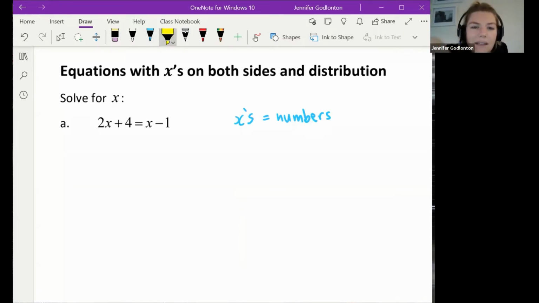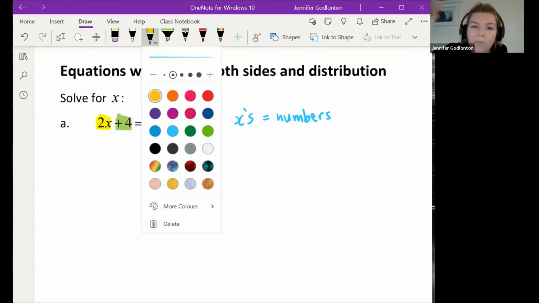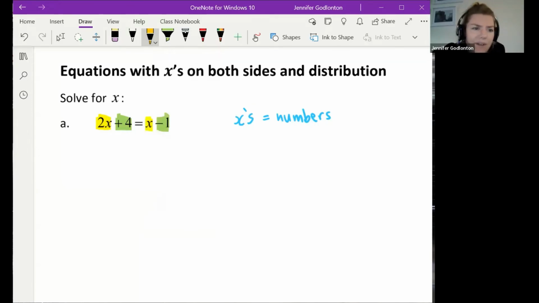So if I'm looking at this equation over here, I've got 2x over there, and I've got x over there, and I want them to be on the same side. And I've got this 4 over here, and I've got this -1 over here, and I want them to be on the same side. I'm going to do this in steps. You can do this all in one go if you want to. I'm just going to show you what it would look like if we did it in steps.